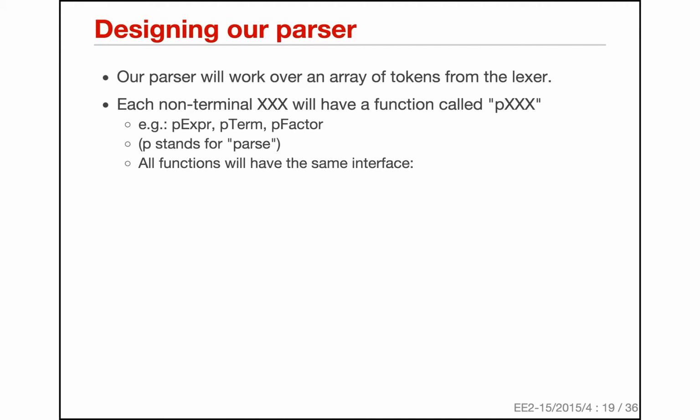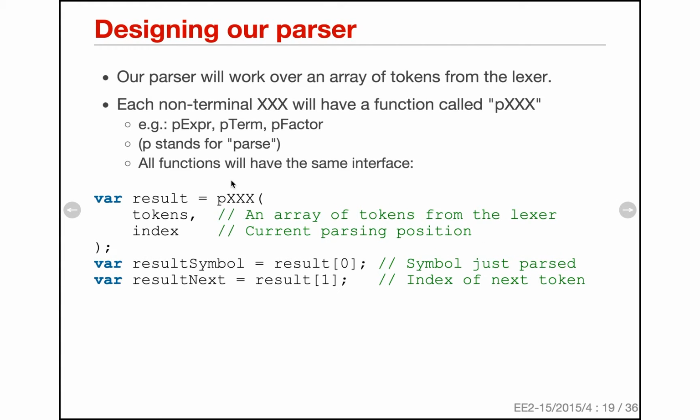The design for this parser is going to be very, very simple. The parser is going to take an array of tokens, which was produced by the lexer, and I'm going to write a series of functions. For each non-terminal xxx, for example, Expr, I'm going to call a function called pxxx, for example, pexpr. Each of these is going to look the same. The input is going to be our original array of tokens, so all the tokens we know, and the position in that array of tokens where you should carry on parsing.